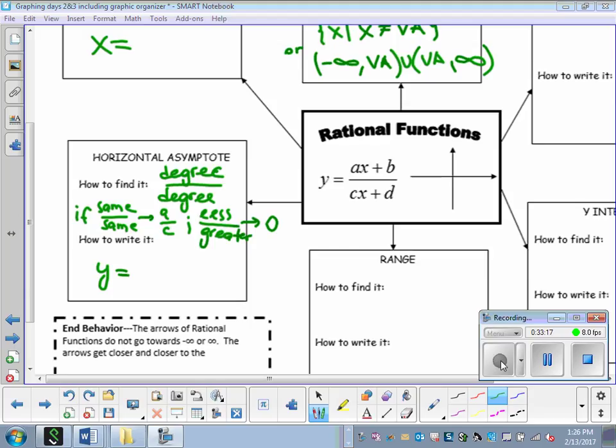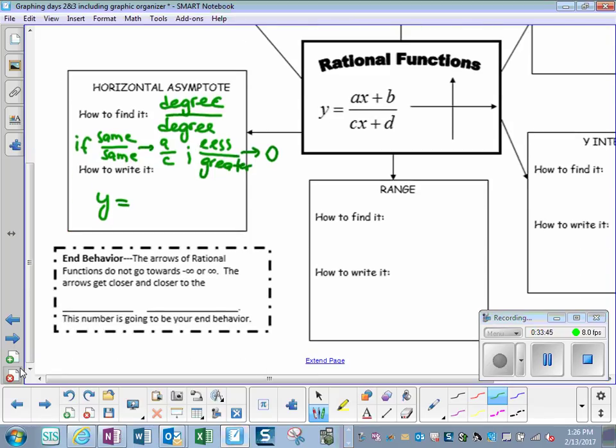And the third case, obviously, is when the polynomial on the top has greater degree than the one on the bottom. We will not have those in our class. This is out of scope for us, but those would not have any horizontal asymptote. They will have slant asymptotes, but not horizontal. So out of scope. Okay, so done with horizontal asymptote.